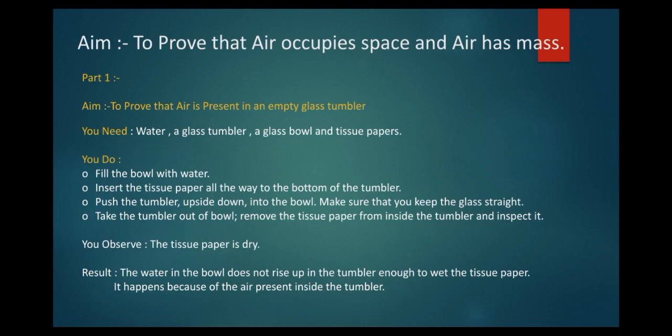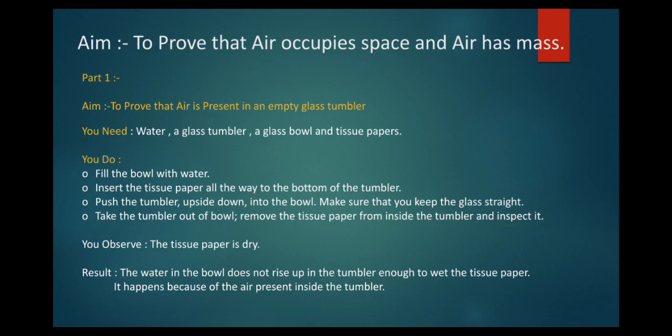फिर अपने उस ग्लास को उस पानी के अंदर डालना है. एंड एक बात का ध्यान रखना है कि पानी के अंदर जब डाल रहे हैं तो वो ग्लास सीधा होना चाहिए. Make sure that you keep the glass straight. ओके. Now our last step is take the tumbler out of the bowl. उस जो पानी का गिलास उसको बाहर निकालना है. And inspect the tissue paper कि उसके साथ क्या हुआ है, वो गीला है या फिर सूखा है.